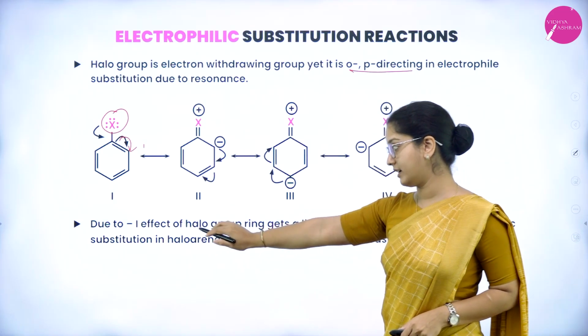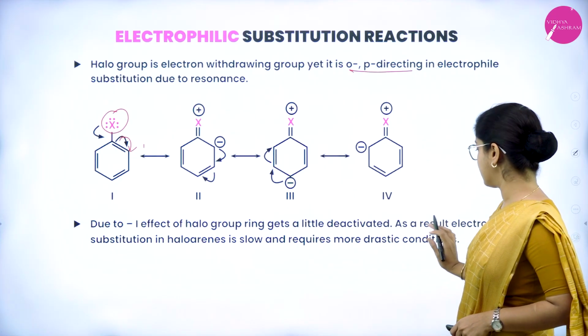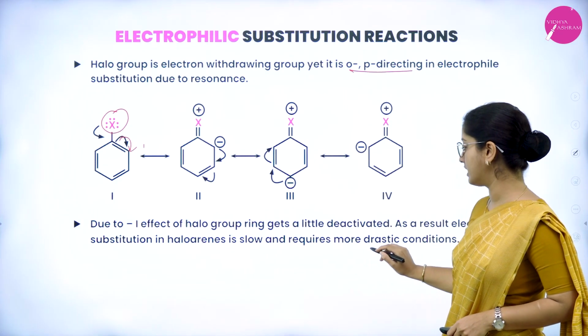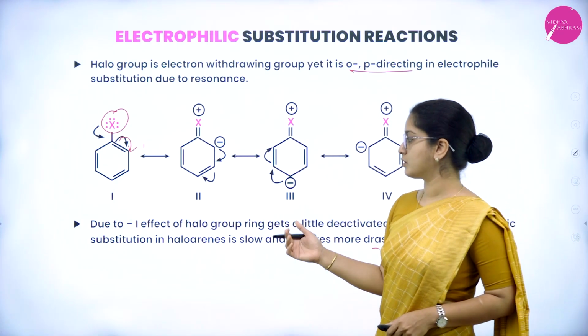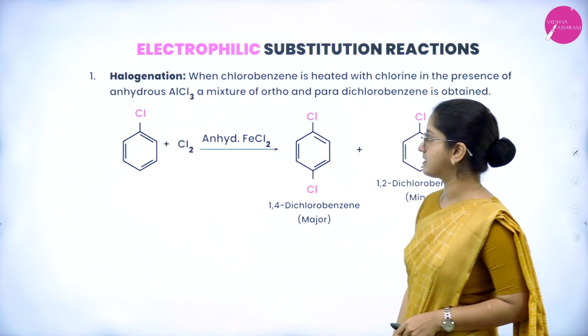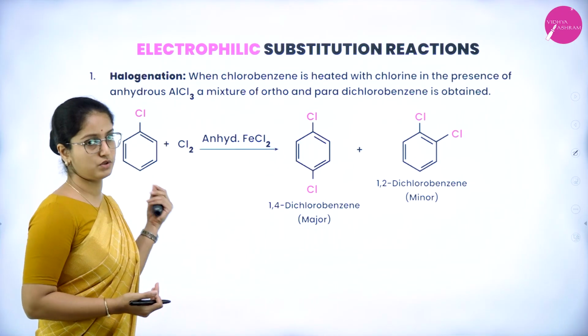Due to the -I effect of the halo group, the ring gets a little deactivated. As a result, electrophilic substitution in haloarenes is slow and requires more drastic conditions. That is because of the -I effect. Next are different types of electrophilic substitution reactions. The first one is halogenation.